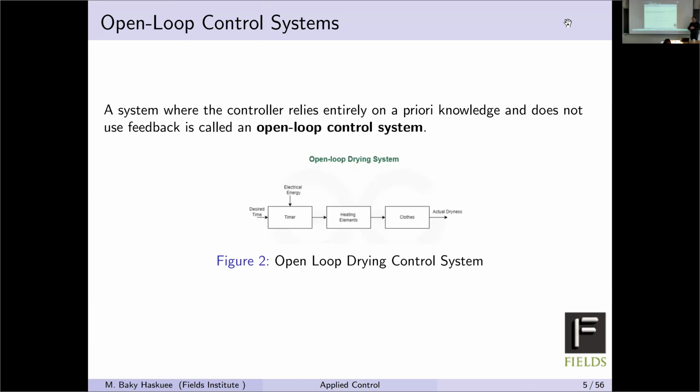What is the difference between open loop and closed loop? In an open loop, we use our prior knowledge to set the controller, without any feedback from the performance of the system. So actually, an open system is based on prior knowledge and does not use any feedback. This is the main difference.